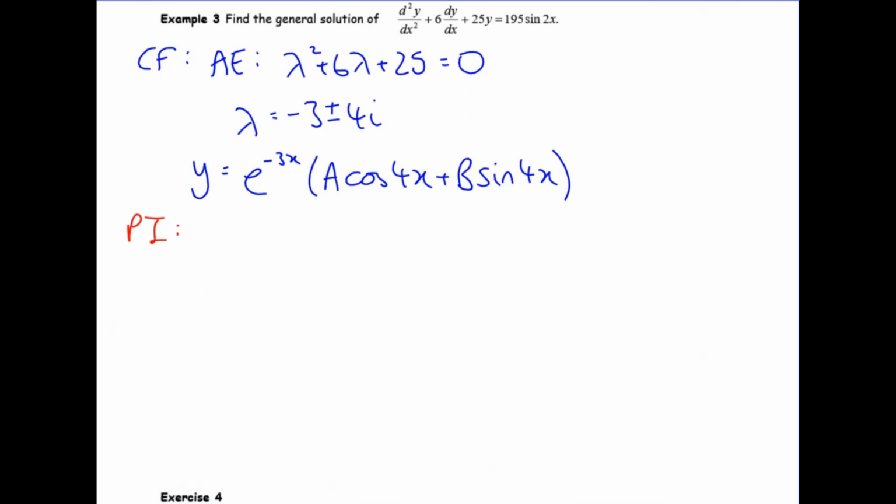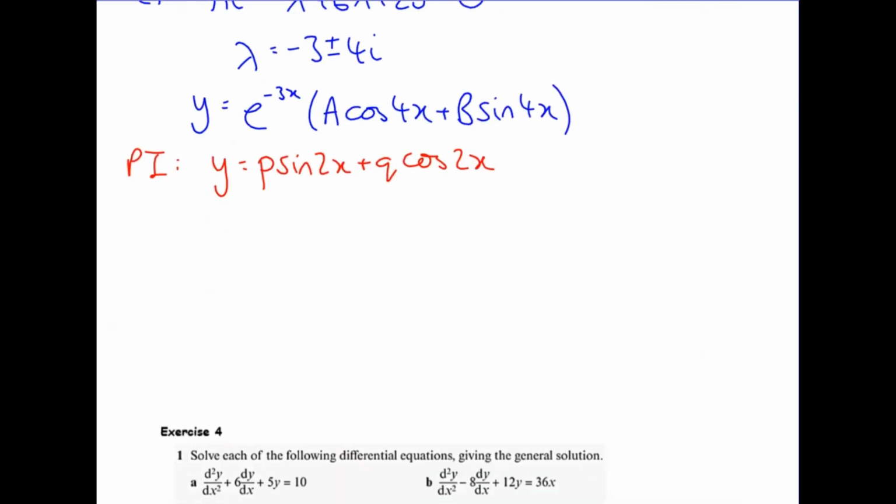Then your particular integral. So you can choose y equals something. The right-hand side is a function of sine 2x. So obviously you want sine 2x in here. But you don't just have sine 2x on its own. You also need to have cos in there as well. So I've got p sine 2x plus q cos 2x. You've got to remember to include both sine and cos.